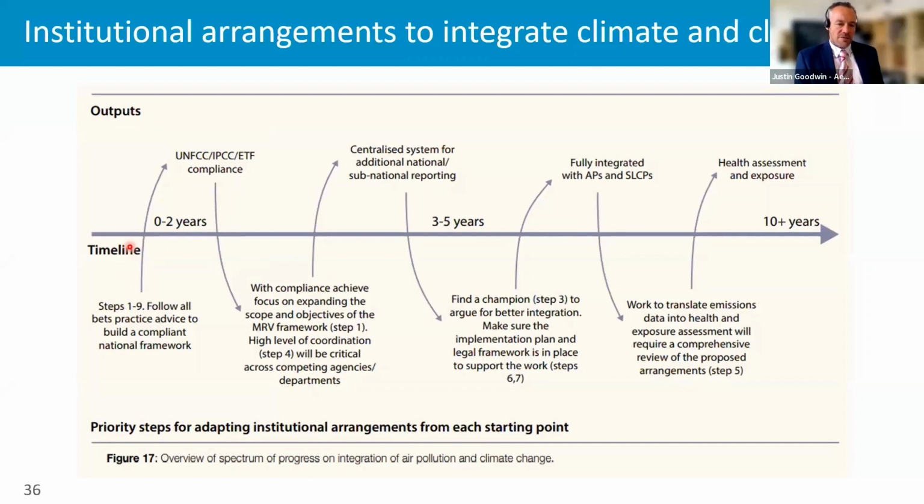So start noting down things that you'd like to achieve, things you'd like to produce, and then start thinking about how to get them. These 9 steps cover the process of starting to build the institutional arrangements and MRV system, and we'll be very happy to answer any questions around those now or anytime after this webinar.